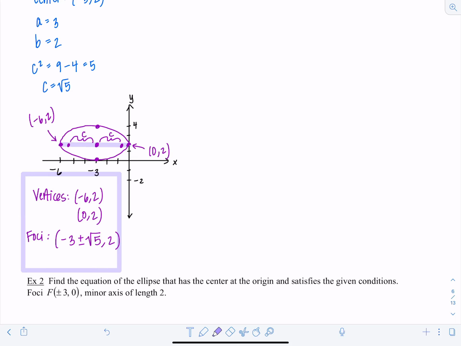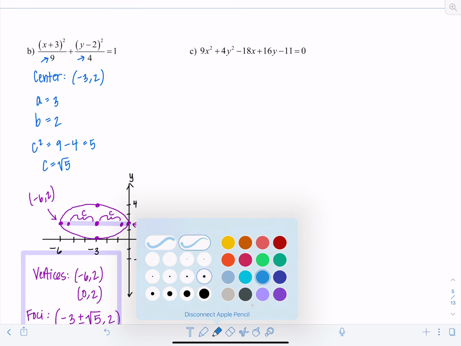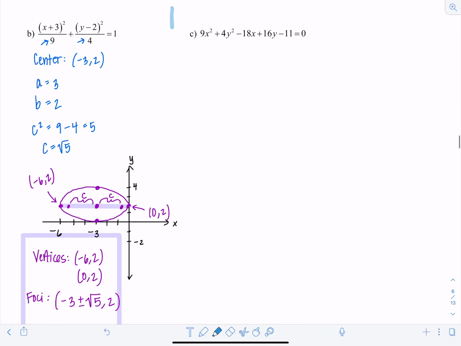Now, let's look at what happens when they don't complete the square for us. It can be upsetting. So we have 9x squared plus 4y squared minus 18x plus 16y minus 11 equals 0. Okay, so here's your plan of attack. You're going to group all the x's together. So I'm going to have 9x squared minus 18x. I'm going to group the y's together, 4y squared plus 16y, and then you banish the constants to the other side. So I'm going to move the 11 over.